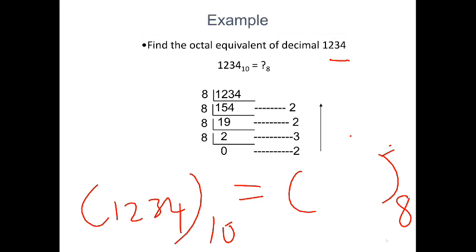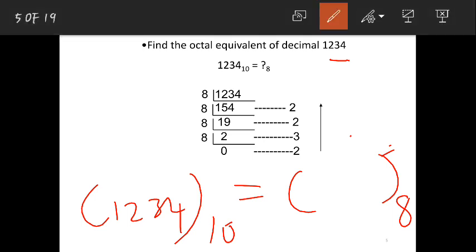After that, obviously 2 is less than 8. So divide it by 8, you will get the quotient as 0 and the remainder is 2. This is the remainder. So now this is the number you got. In this order you write it: 2 3 2 2.